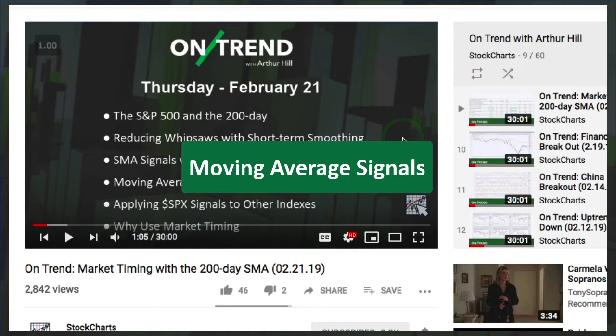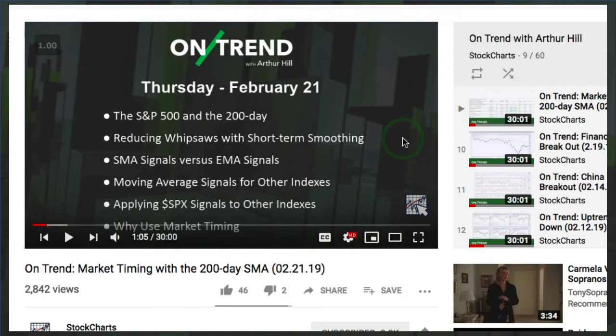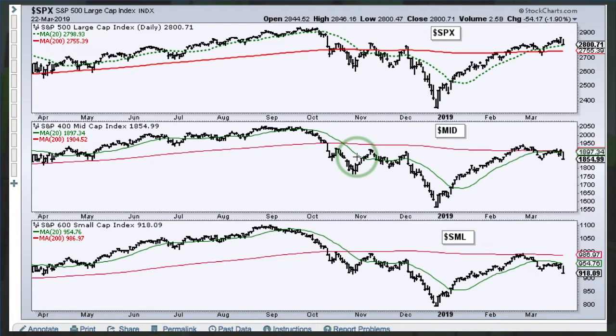So I also look at the major indexes and use a 200-day moving average and a 20-day moving average. And if you want to know more about that, there's a video from Thursday, February 21st in the On Trend archive, and you can learn all about moving averages and how they performed over time. They're not perfect, but they do give us a general idea of the trend, especially with the S&P 500.